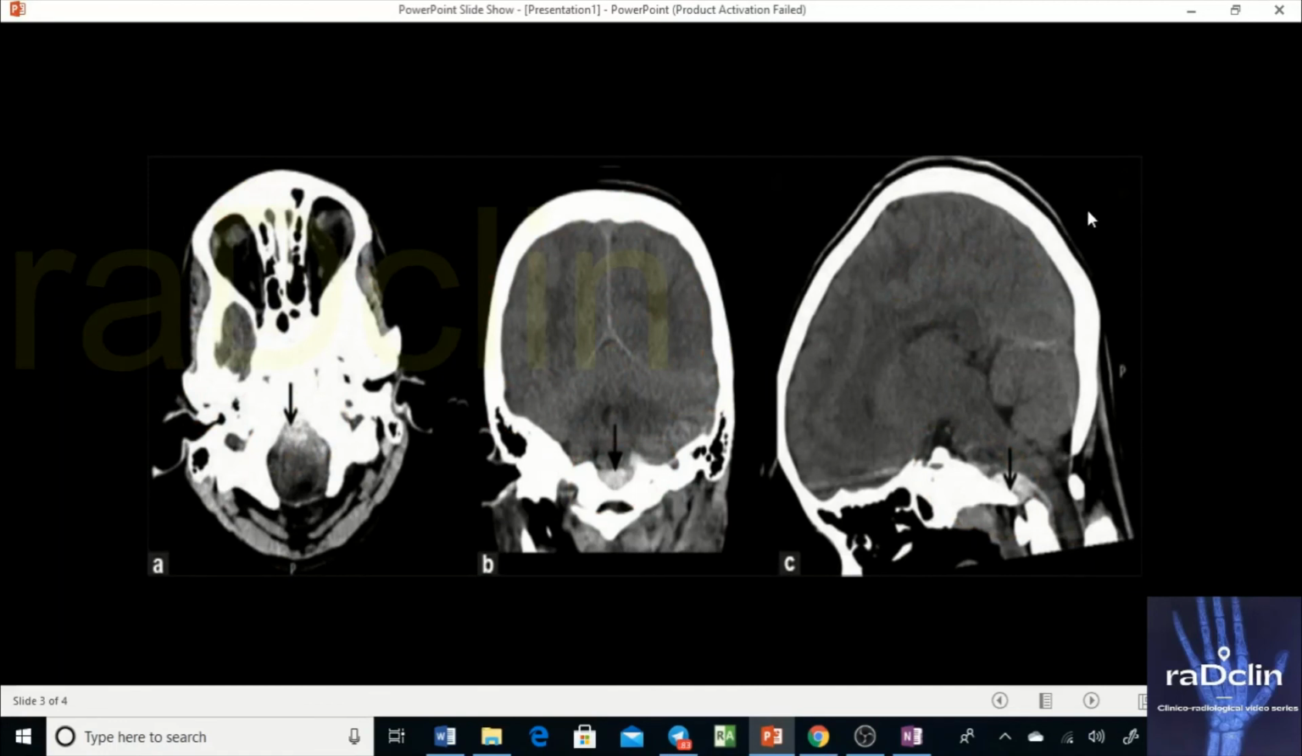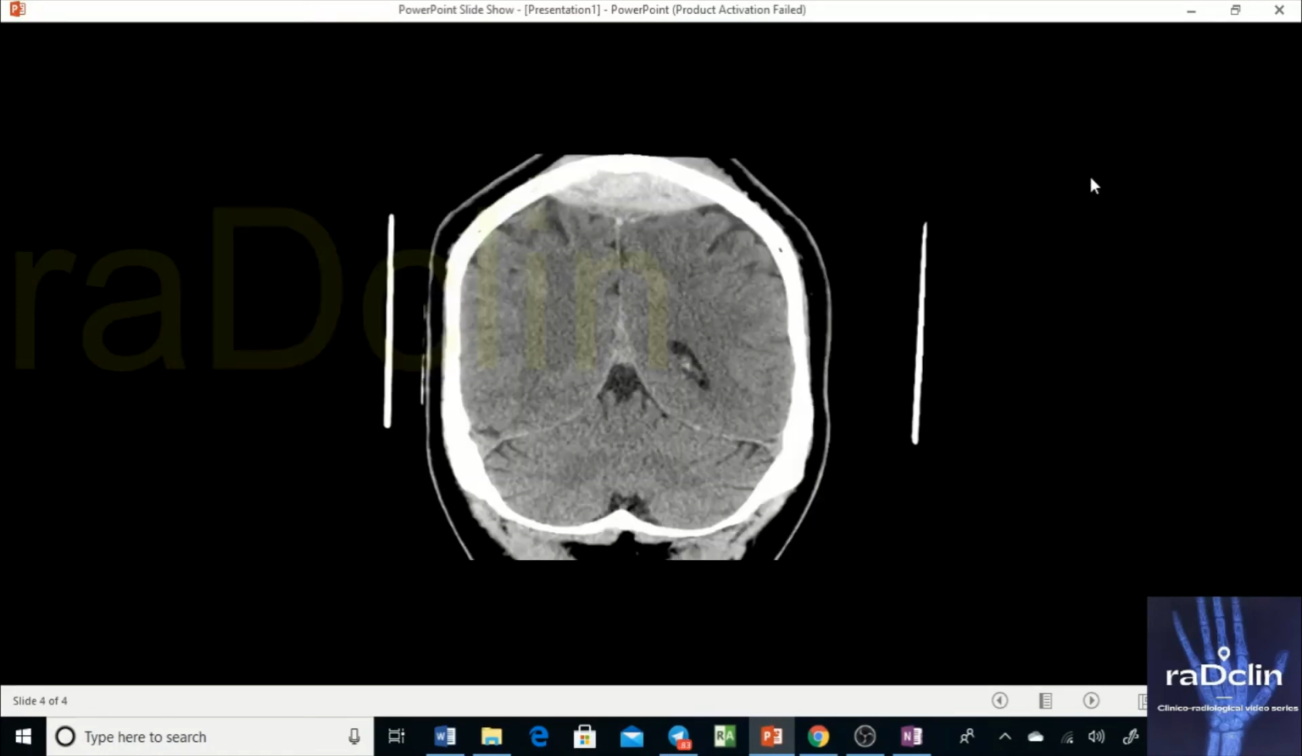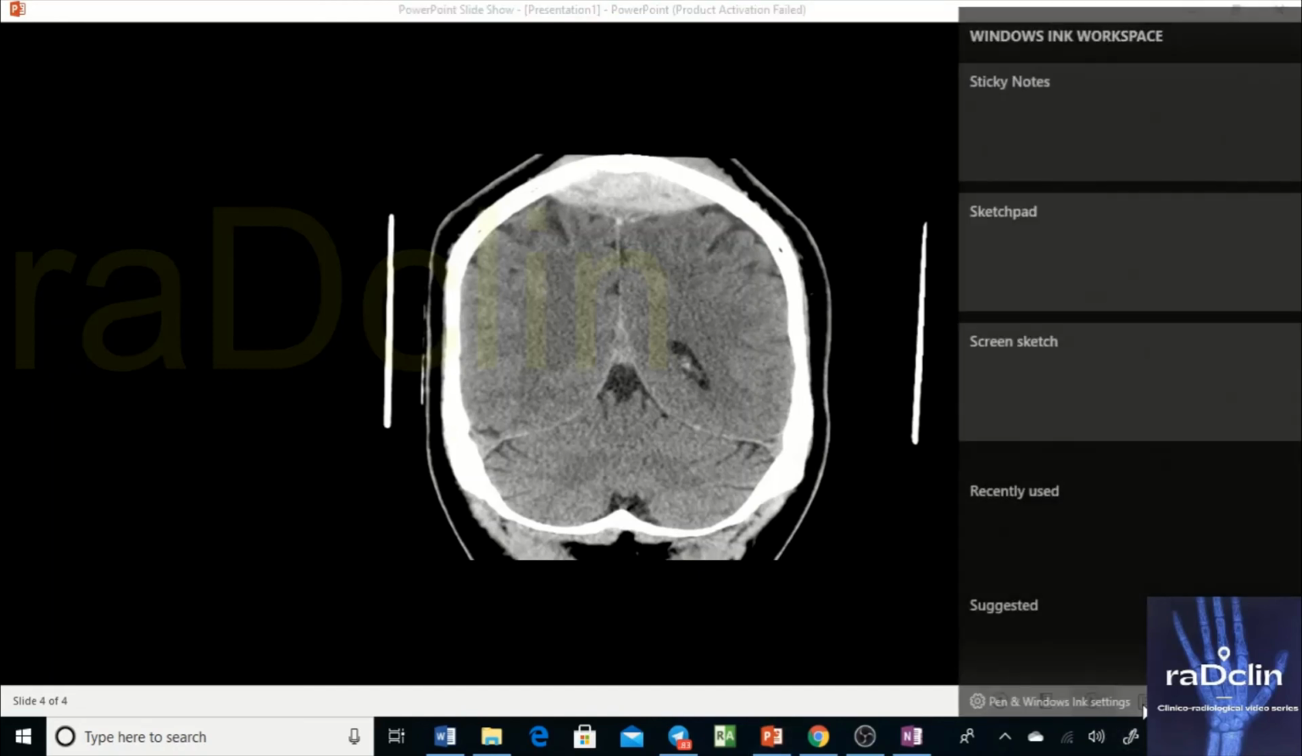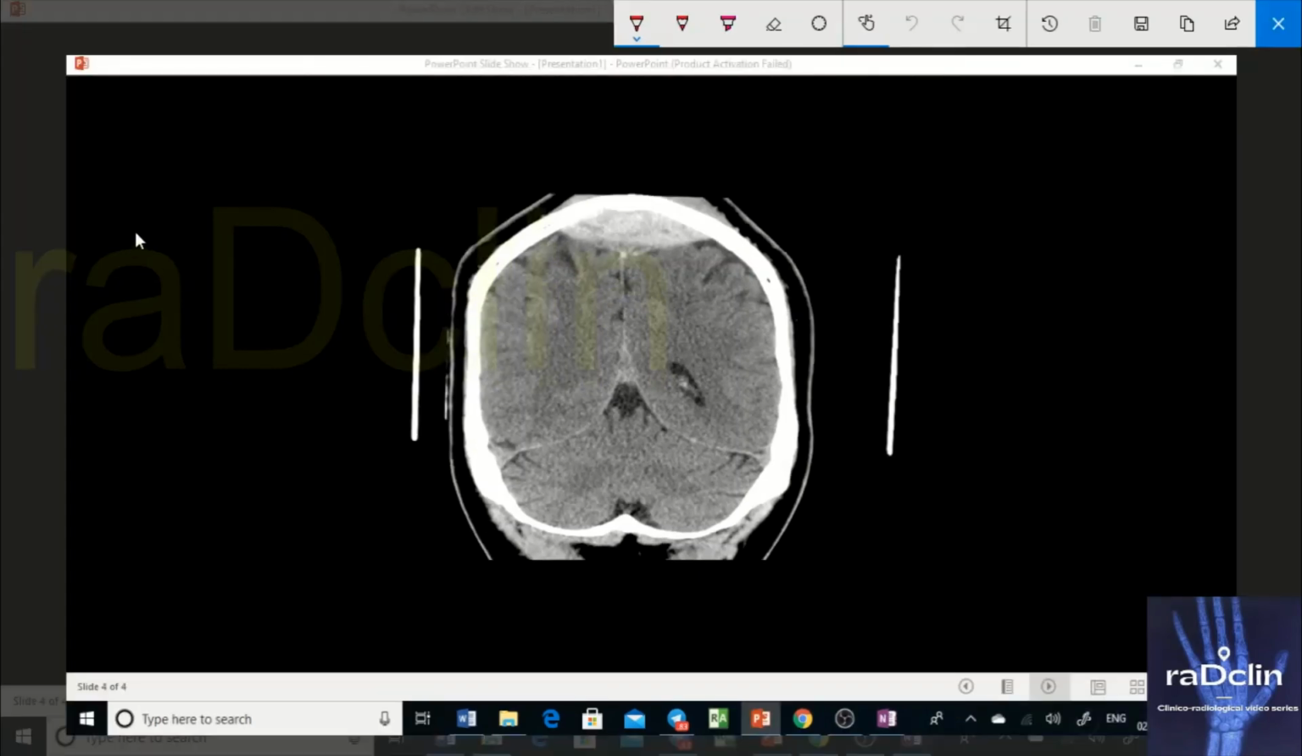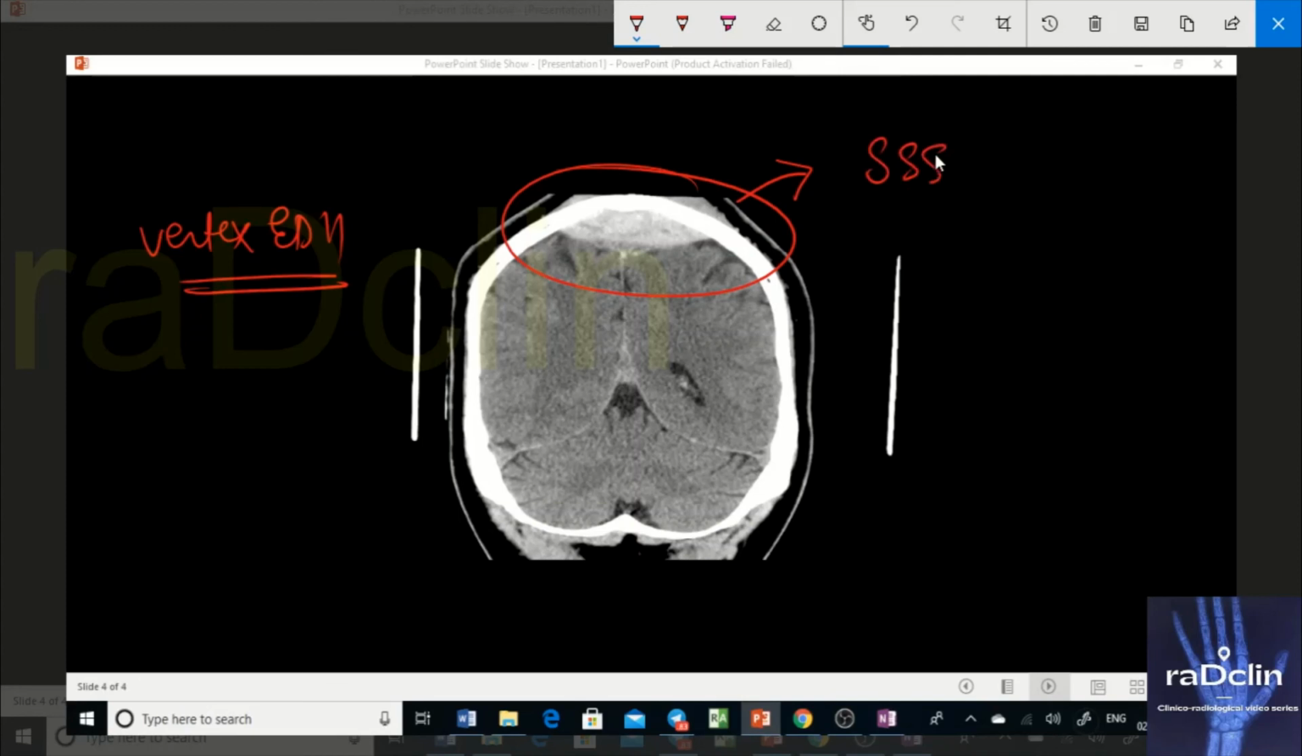Okay, the next EDH that you can see that is venous in origin is this. This is a vertex EDH. Obviously, it is involving the vertex. This is your vertex. And which sinus will be affected? Typically, the sinus we have here is the superior sagittal sinus.